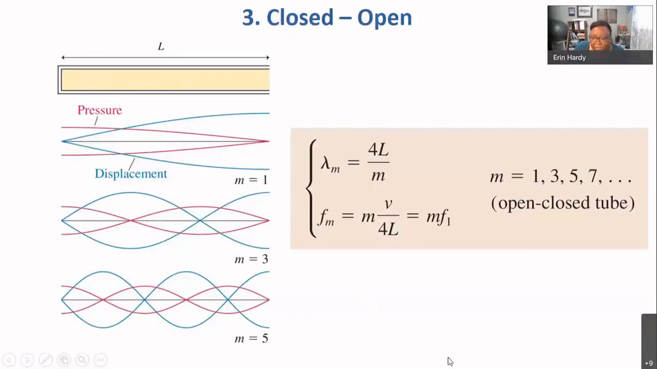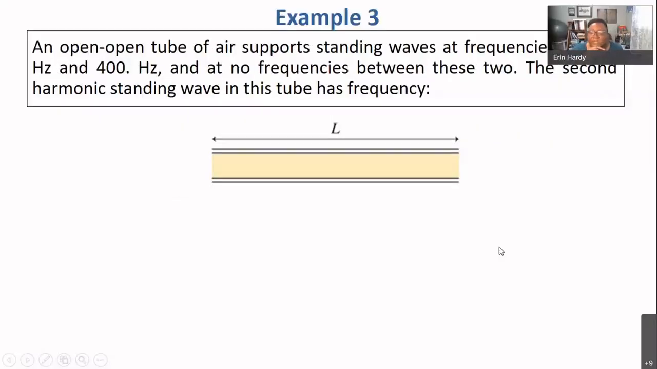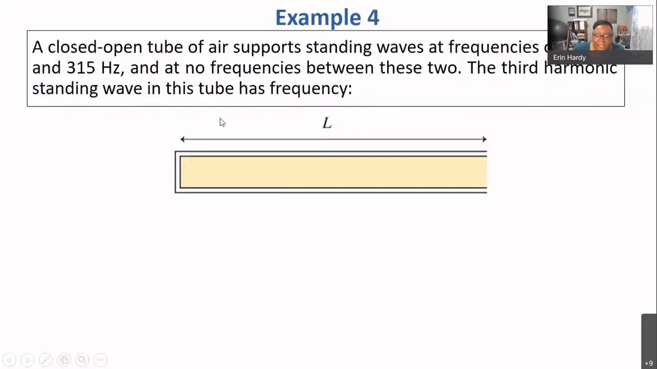So that's where the quarter wavelength is going to show up. So we've got some example problems, two back to back, and then we're going to move on to the second half of the chapter. This first one is a standing wave in a tube with two open ends. We have some knowledge about the two adjacent frequencies that can produce standing waves. We want to figure out the frequency of the second harmonic standing wave. And then we're going to do something similar for a blocked or a closed open tube.